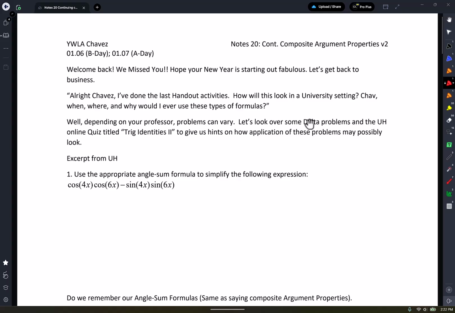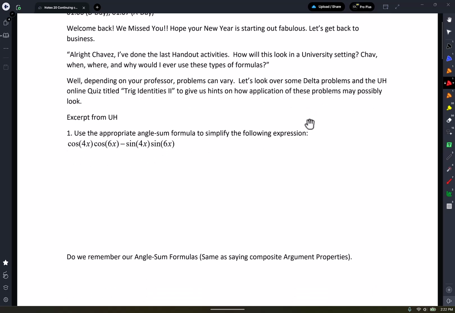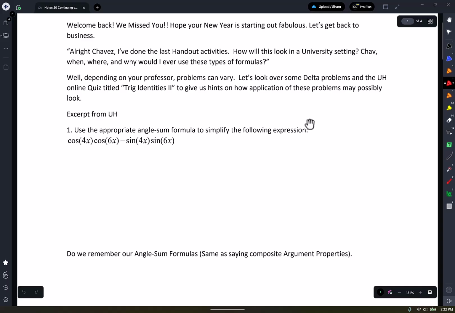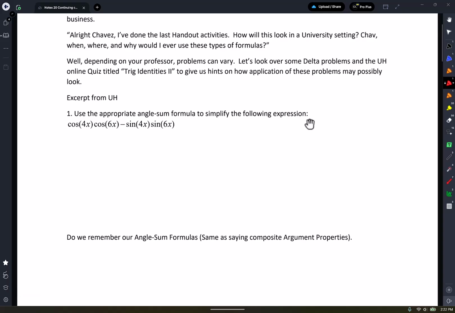Okay, we've done the last handouts. How will this look at the university setting? Well, we got some questions from the UH, and that is a university. So anywhere you see UH, those are questions that look like the university. And then when will I ever use these? Well, if you're an engineer, guys, this is just a way to make trig functions easier to simplify or easier to find solutions. And you'll see what I mean. And then, of course, from here, this is like the introduction to double angles and half angles. We're not there yet, but we're pretty much almost there.